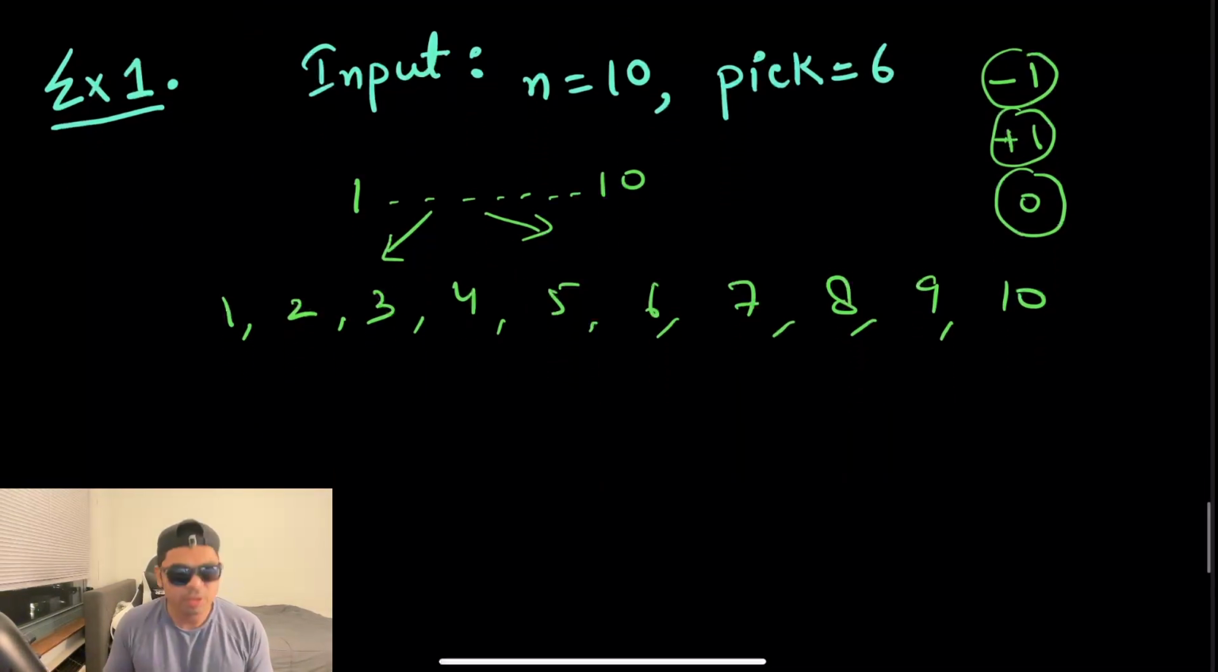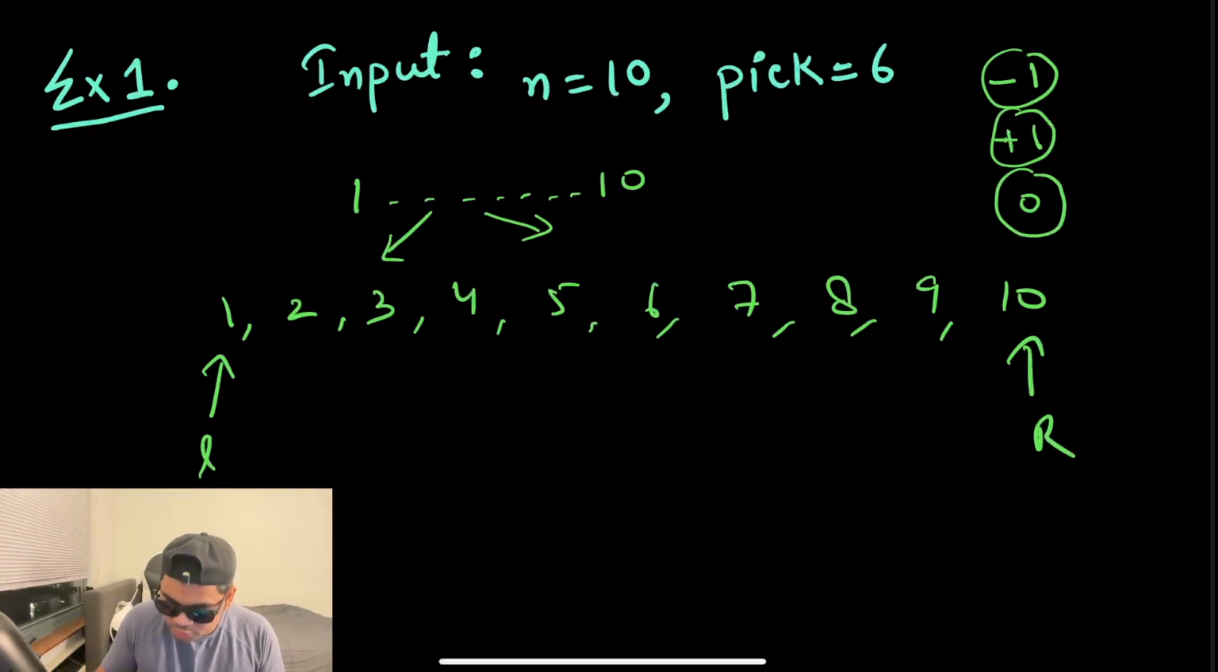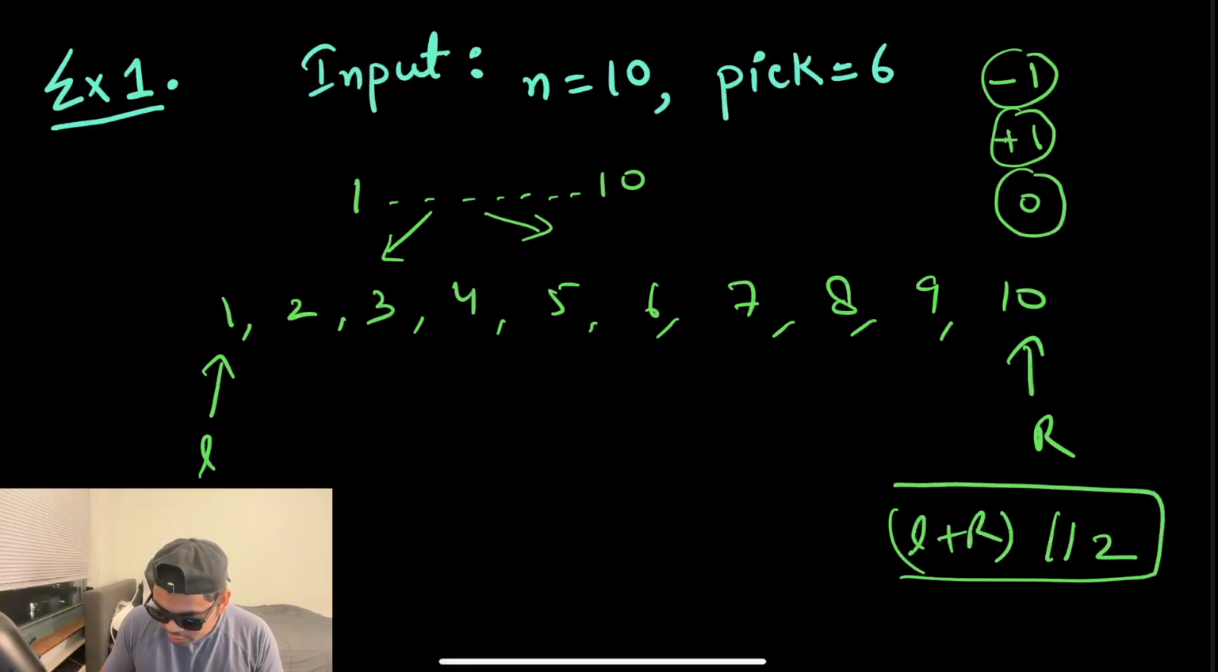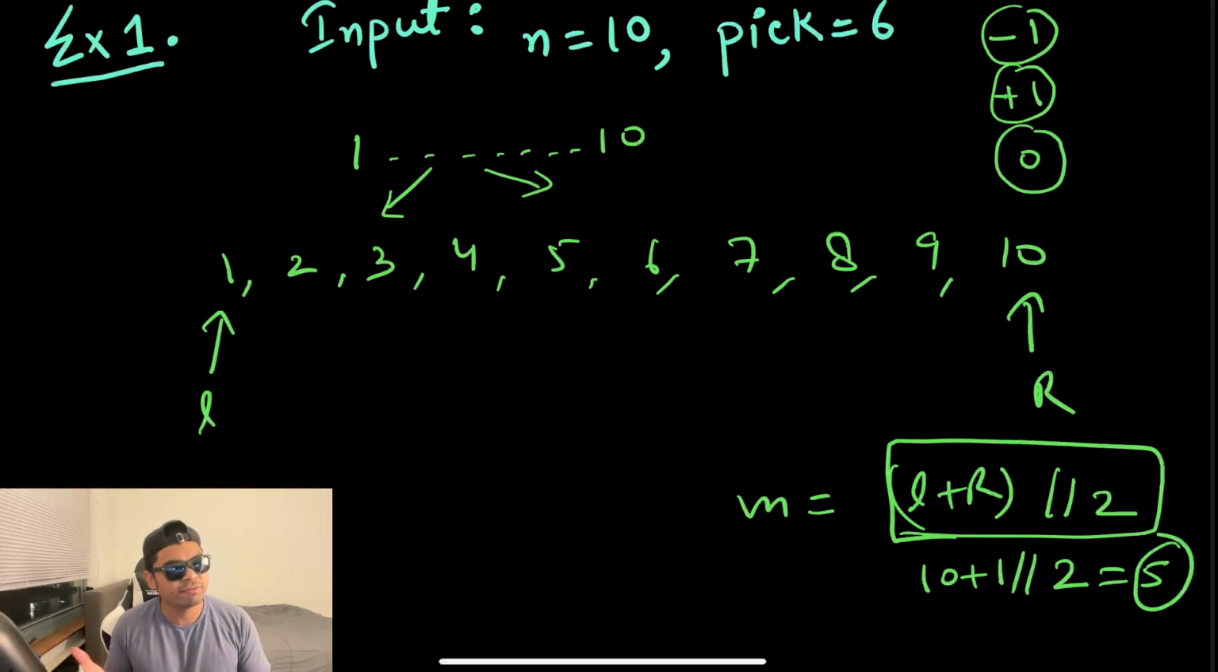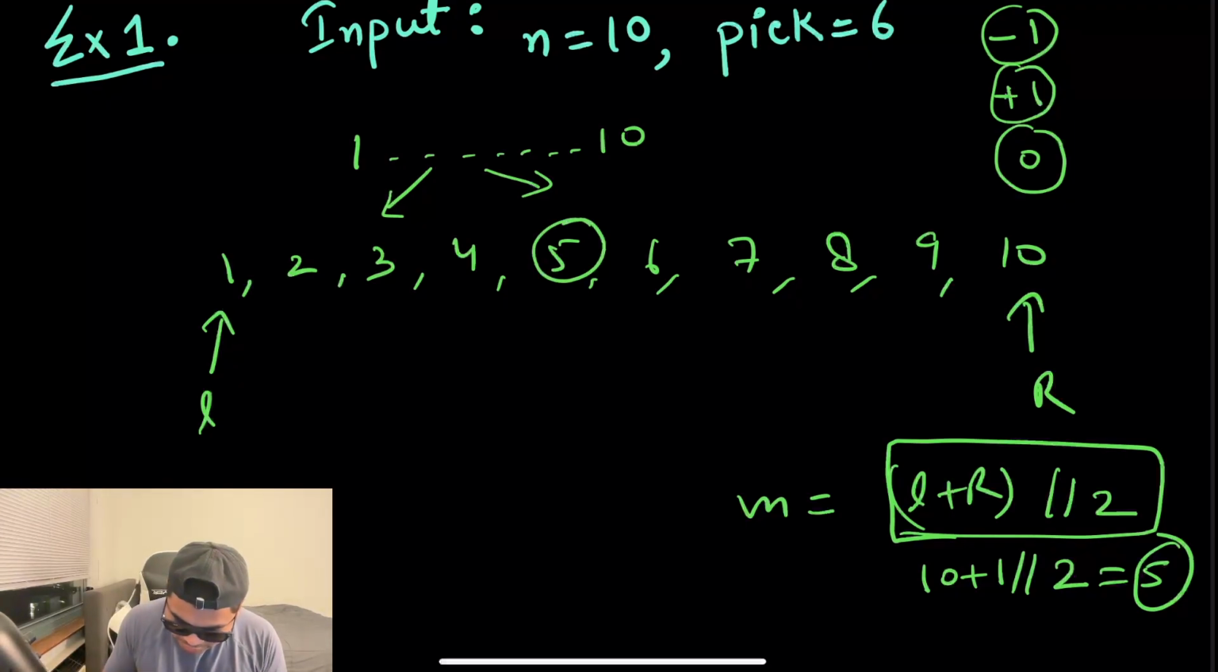So how are we going to use binary search? First thing is we're going to have a while loop. Let's have our left pointer pointing to the first value, and then we have our right pointer pointing to the last value. Then we find out the middle, which will be basically left plus right divided by 2. In this case it will give us 10 plus 1 divided by 2, which gives us 5 point something, but 5. So 5 is here. Is this our number?